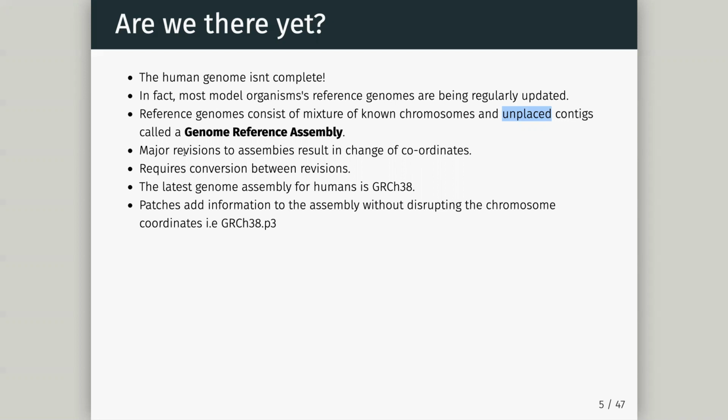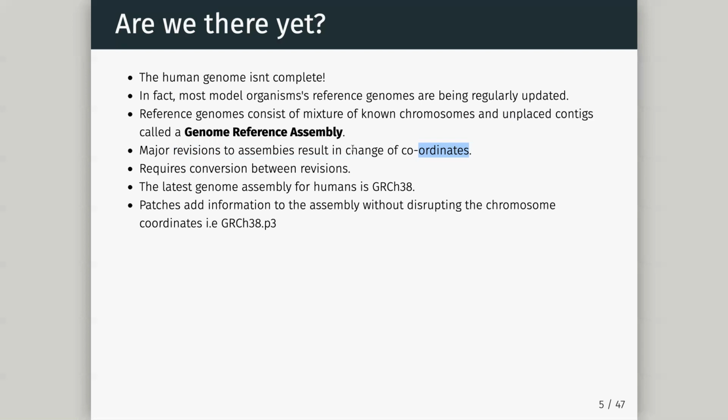We have two types of revisions for these genomes: major and minor revisions. Major revisions result in a change in coordinates. It's more serious than that. With major revisions, you're pretty much going to start again with your analysis. You're going to take your sequences, realign them to this big change in the genome, this major version, and then start again.